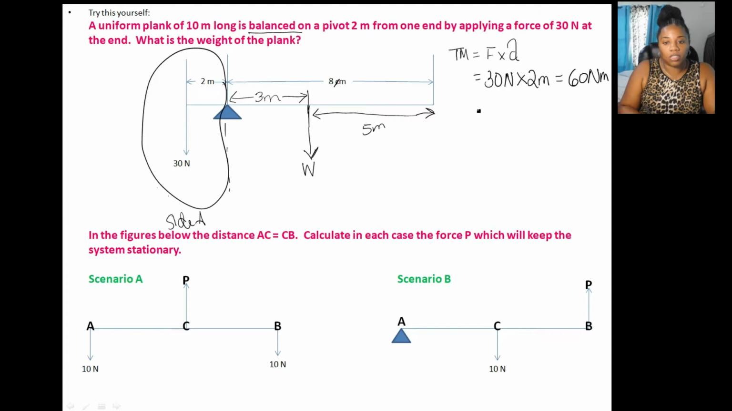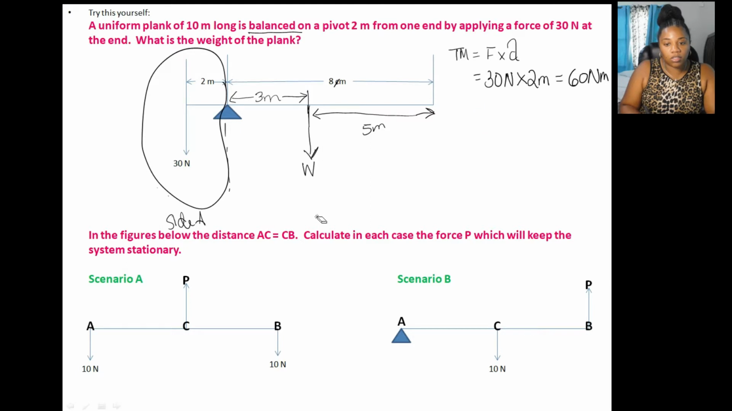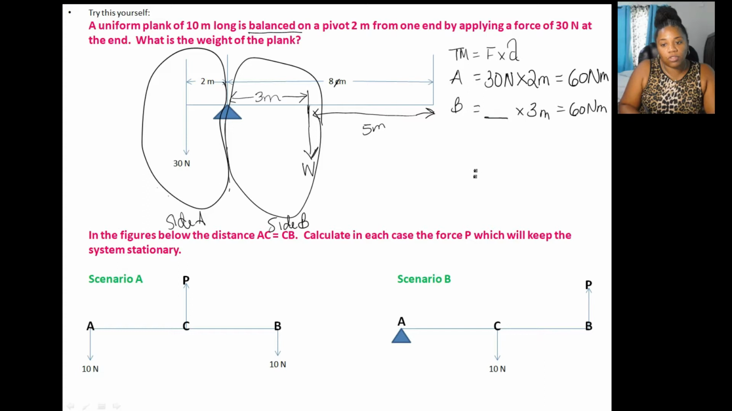What must balance? How can we get 3 meters? Let me put a dash right here. Let's go back. So this is side A, and now we want to look at side B. So we're looking at this scenario right here, side B. The distance of the weight from the fulcrum is 3 meters. So we want to know what times 3 meters will give us 60 newton meters for it to be balanced. What times 3 gives you 60?